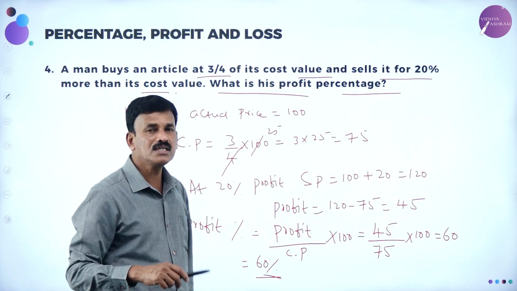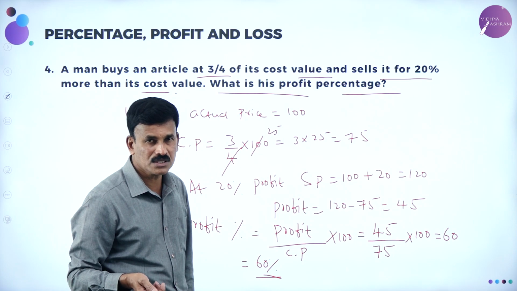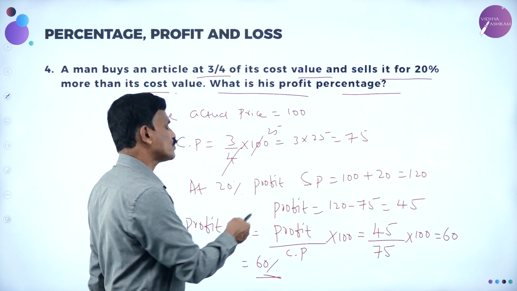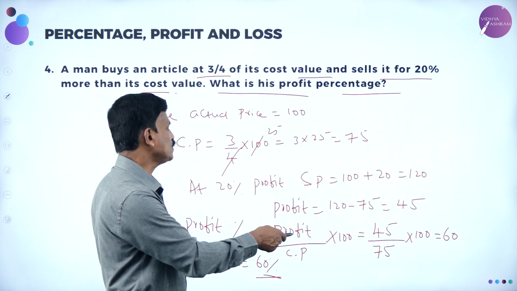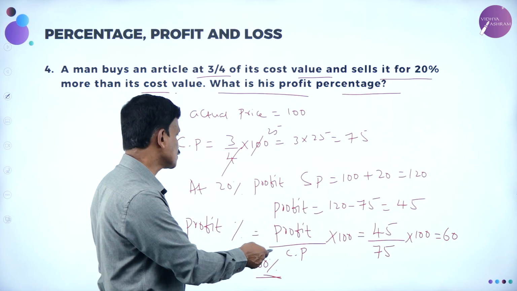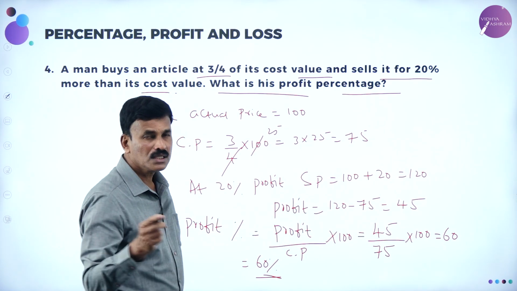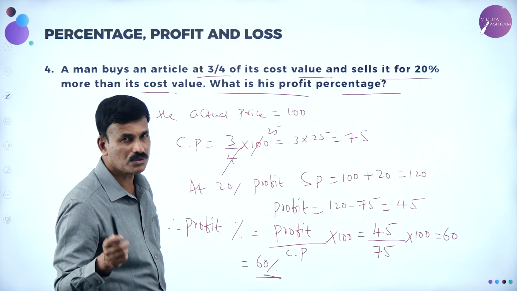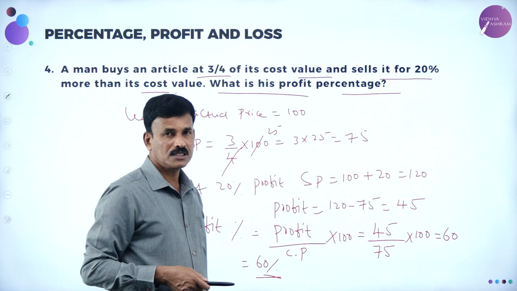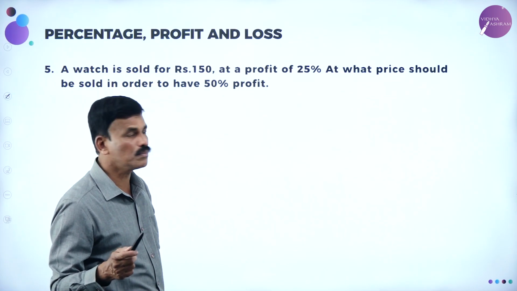Now to convert this 45 into percentage of profit, the percentage of profit is given by profit divided by CP into 100. 45 divided by 75 into 100 will give 60. So therefore, the percentage of profit is equal to 60% in this case. Right. Now move on to the next problem.